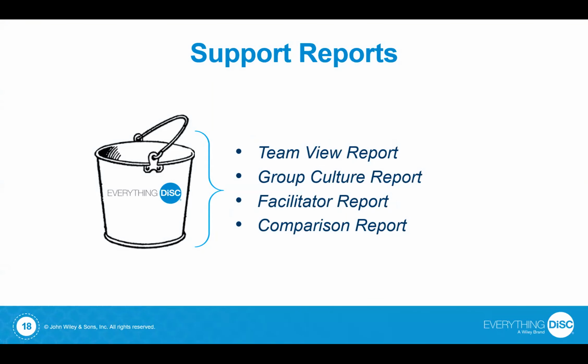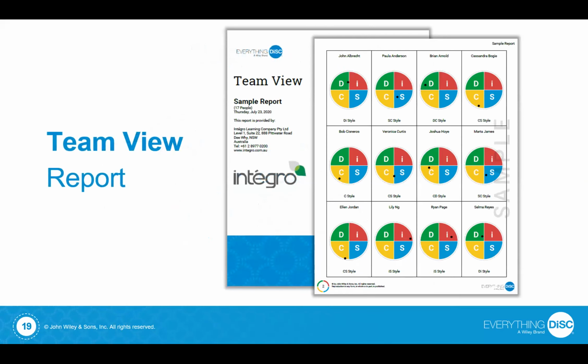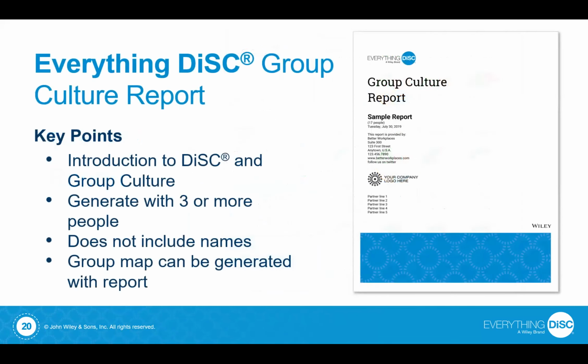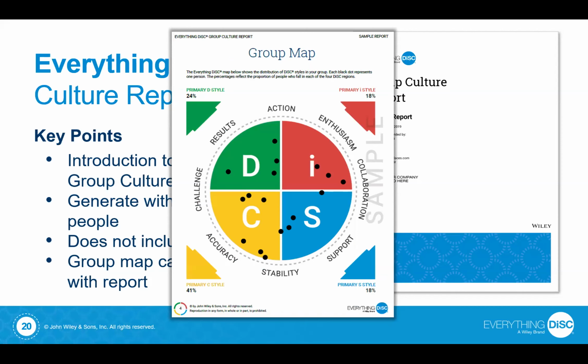All right, support reports. There are 4 support reports that you can use to reinvigorate DiSC. If you haven't used these reports, we'll talk a little bit about how you use them. And so first of all, the team view report is a very basic report. It just gives you a little snapshot of each person on the team. The advantage of this is it's free, but you don't get a lot of information other than where each person's dot is. Okay. The group culture report gives you a report on a group of people, and it does not include anybody's names, but it does tell you about the culture of the group.